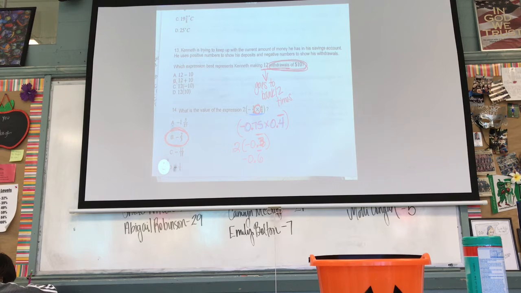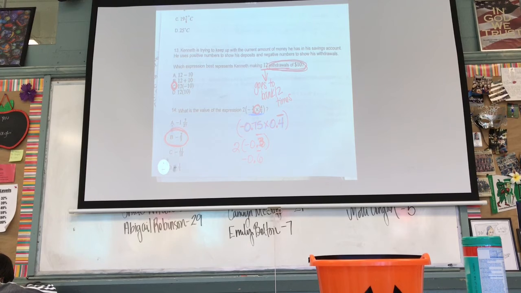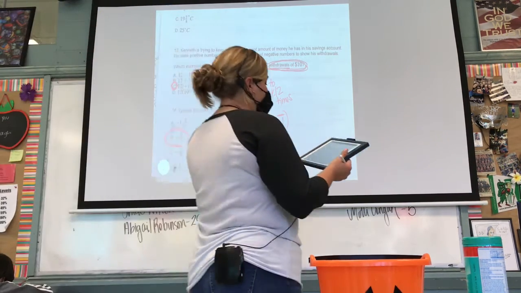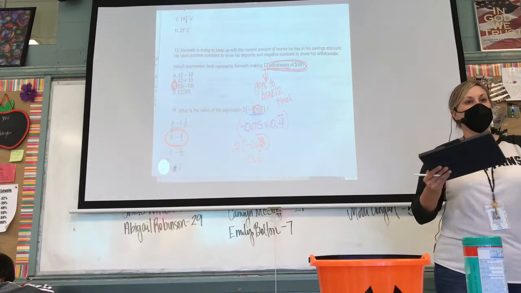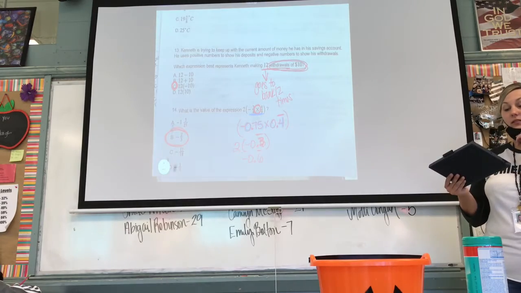C is correct. What if it would have said he goes to the bank and makes 12 deposits? He adds, which would be a D. If it was deposits, what would it be? D. It would be D. Good. He's putting $10 in the bank every time he goes to the bank, and he went 12 times. My dad thought it was D.